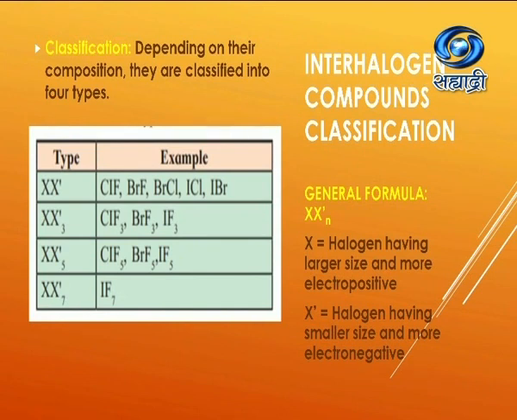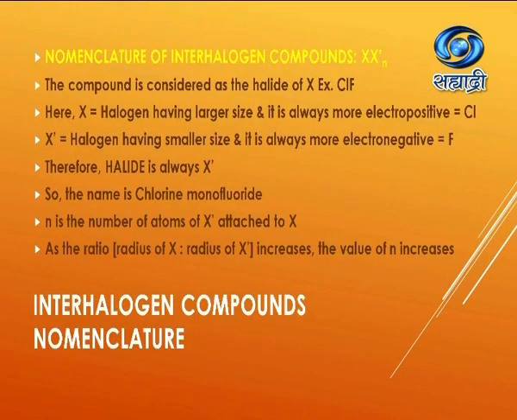So here is the table. Depending on their composition, they are classified into four types: XX', XX'3, XX'5, and XX'7. So examples are chlorine monofluoride, chlorine trifluoride, bromine pentafluoride, iodine heptafluoride, etc.